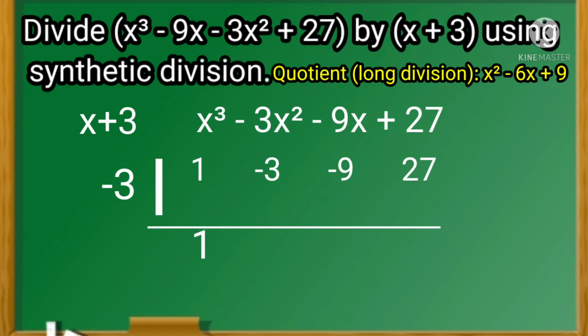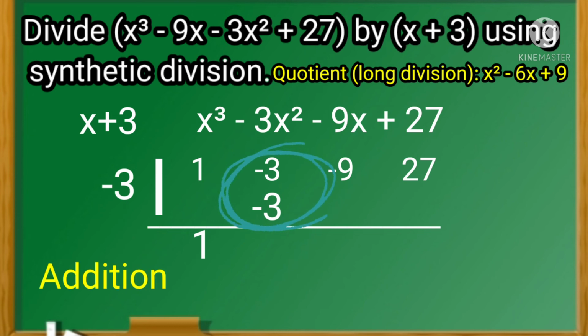Then we will multiply negative 3 and positive 1. Then we will write the result below the negative 3. So negative 3 times 1, that is also negative 3. Then we will add these two numbers. Since we have the same signs, negative 3 and negative 3, we will add, then copy the common sign. So therefore, we have negative 6.